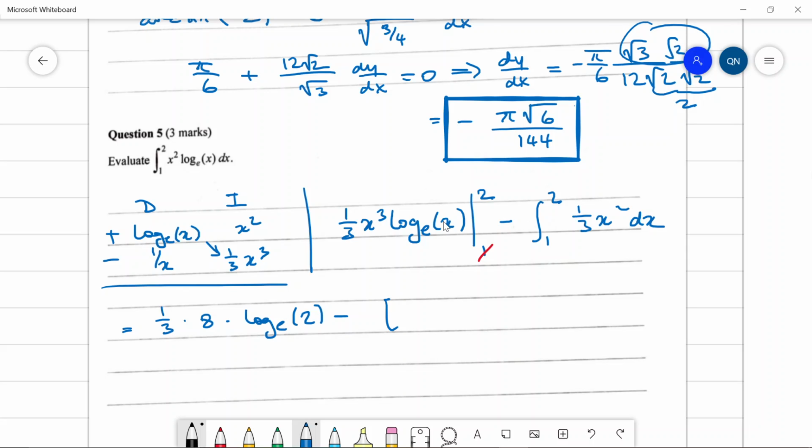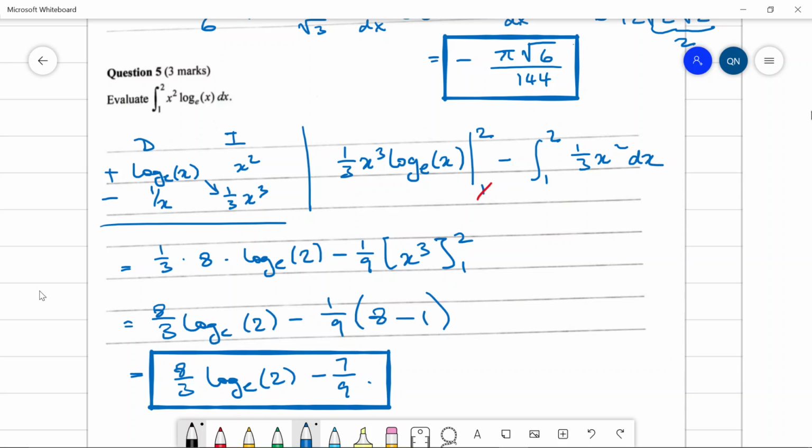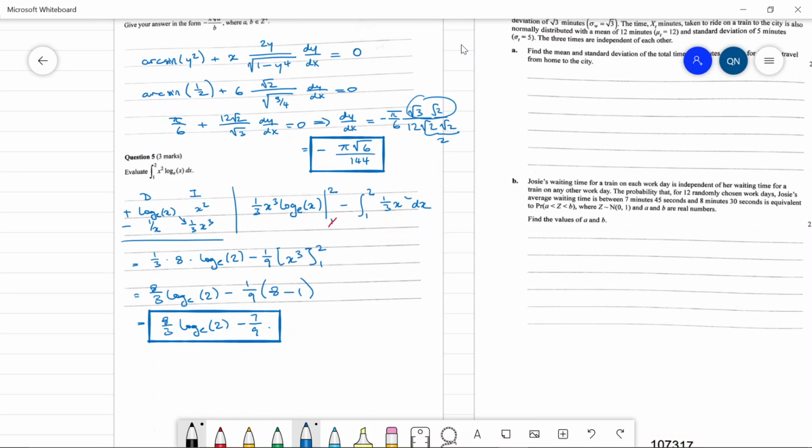It's just going to be, we have 1 over 9 because we have an extra 1/3 from this power rule, and then we have x cubed, and then we go from 1 to 2. Right, that's going to be 8 on 3 log base e of 2 minus 1/9, and then we have 8 minus 1. 8 minus 1 is 7, I think. So in the end, we get 8 over 3 log base e of 2 minus 7 on 9. Hopefully that's the right answer. I'll check it later on the CAS.